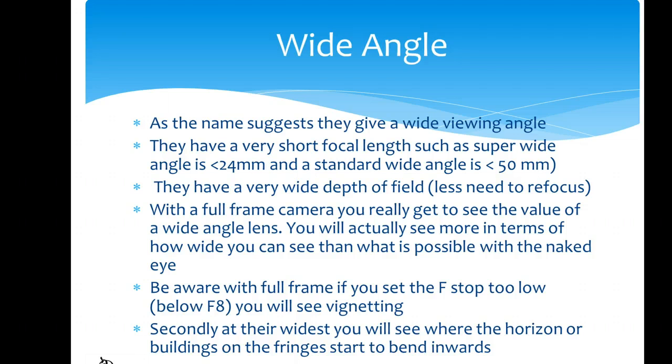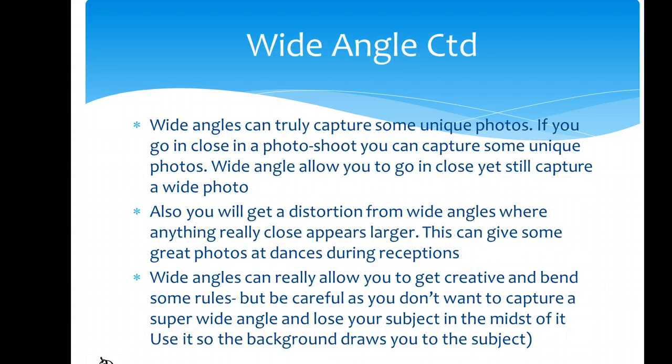However, there are issues with them. I've noticed outside with a full frame camera, if you shoot below an f-stop of f8, you will start to see vignetting on the side. Secondly, you will begin to see, if you're shooting at the very widest angle, so say 24 or less, buildings start to curve inwards at the edge. You get this bending. Wide angles can capture truly unique photos, and I love them.